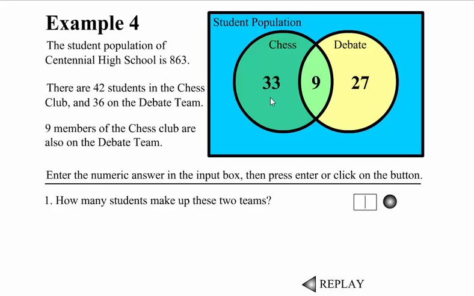863 students total. 33 are on the chess team, 9 are on the chess and the debate team, and 27 are just on the debate team. How many students make up these 2 teams?